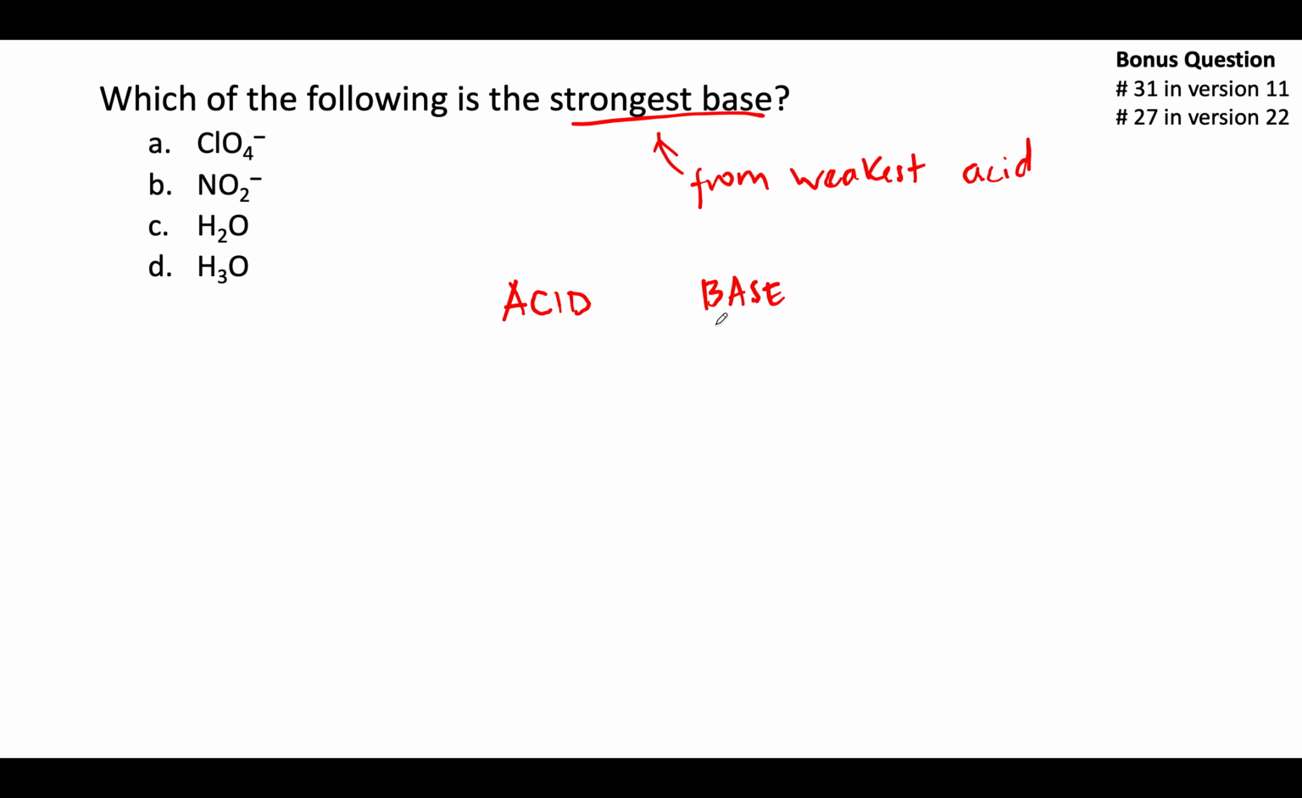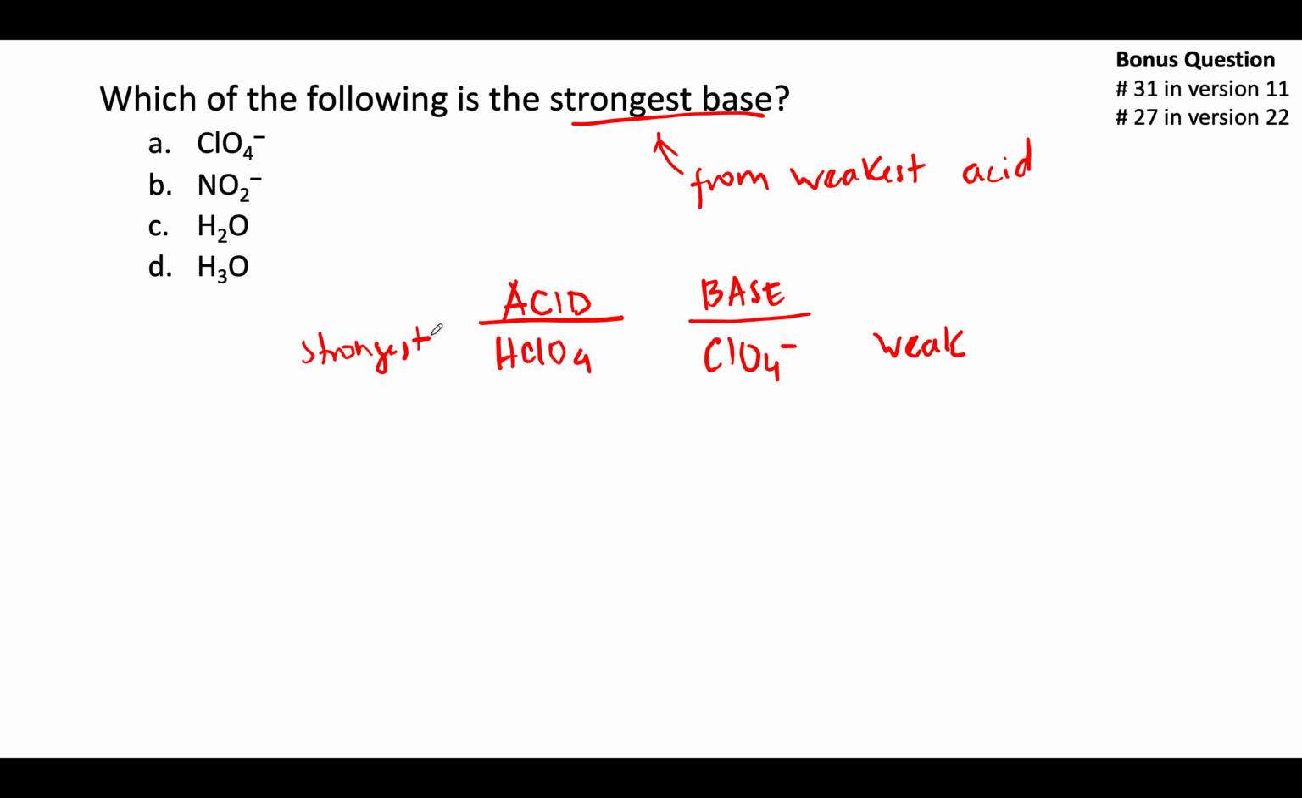So I'm going to start with the ClO4-, and I'm actually going to put it up here because I know that this guy comes from HClO4, which is perchloric acid. And we all know that perchloric acid is a strong acid. Therefore, that means that this is going to be a very, very weak base. So I'm going to go ahead and put this. This is my weakest. This is my strongest for the acid. So strongest acid on the top, weakest base on the top.